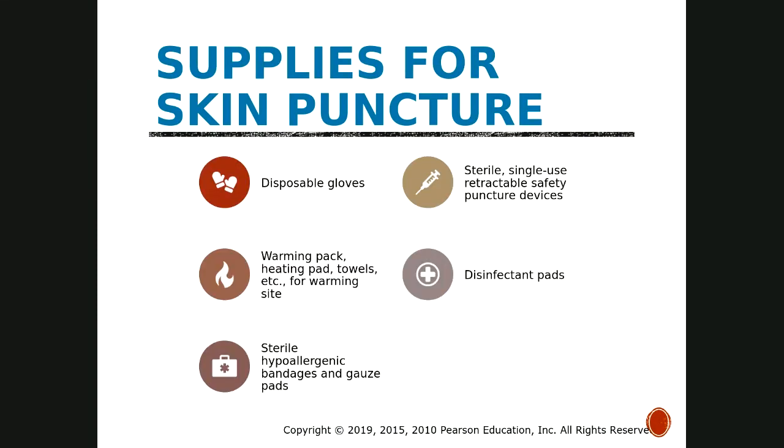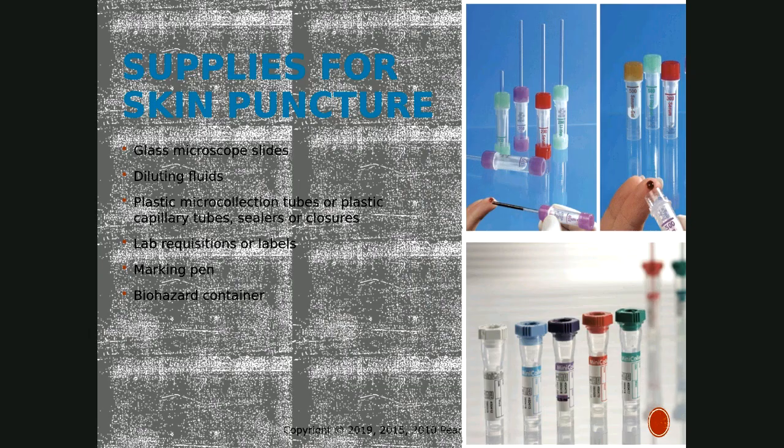Supplies for skin puncture: we're going to have disposable gloves, warming pack, heating pads, towels for warming the site, sterile hypoallergenic bandages and gauze pads, a sterile single-use retractable safety puncture device, and disinfectant pads as well. Some additional supplies we might have are glass microscope slides, diluting fluids, plastic micro collection tubes or plastic capillary tubes, lab requisition or labels, a marking pen, and a biohazard container.